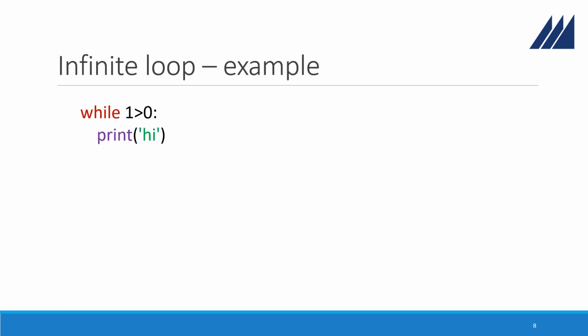Look at this expression that we have. While 1 greater than 0, print i. Well, 1 is always going to be greater than 0. And in this case, we're going to have an infinite loop. The print i is not going to stop. It's going to keep printing. And you can try this example by yourself.